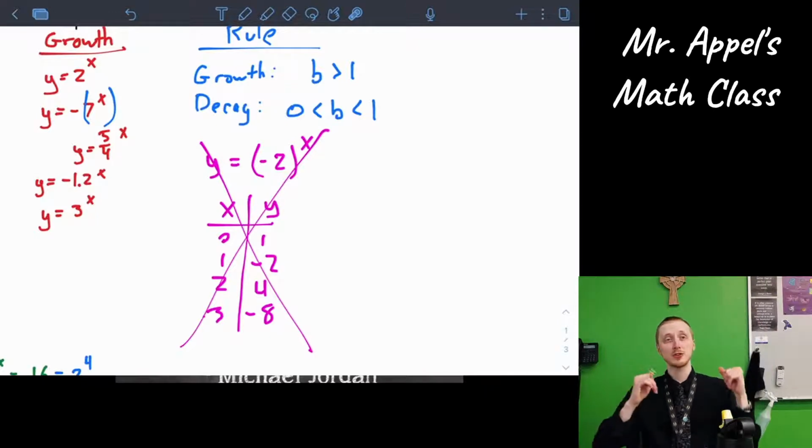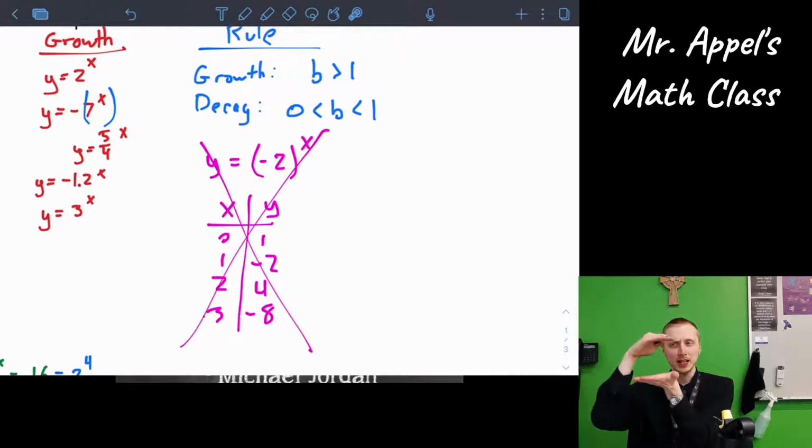because you're multiplying it by a fraction. You're saying, hey, take half of this, and now take half of it again. And now take half again, right? It gets smaller and smaller as you go.